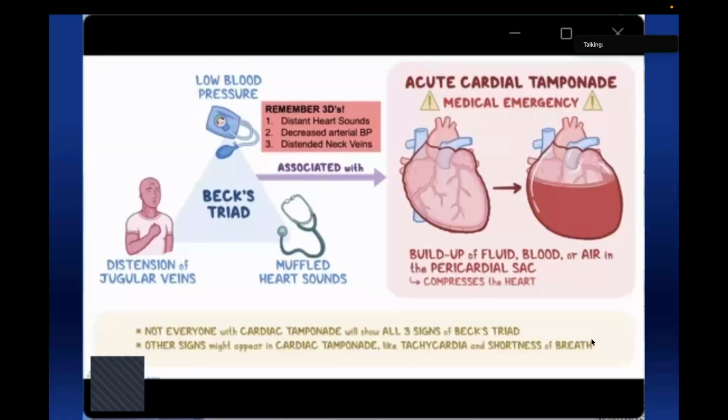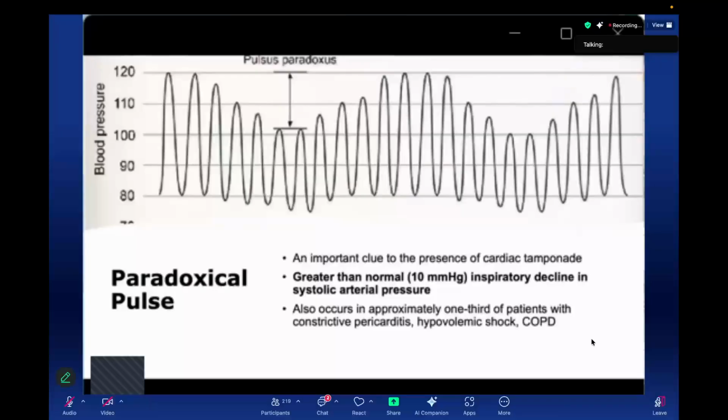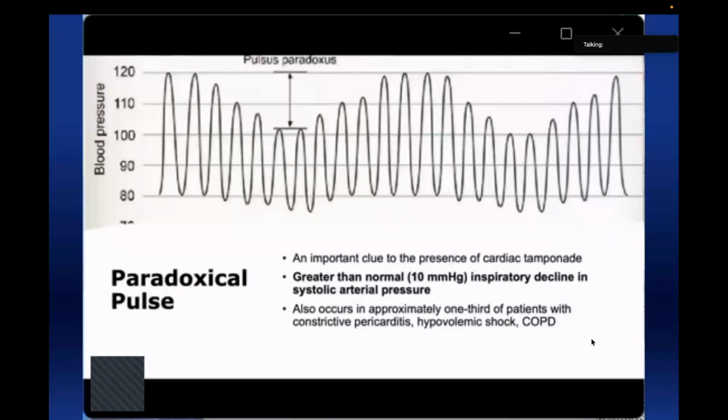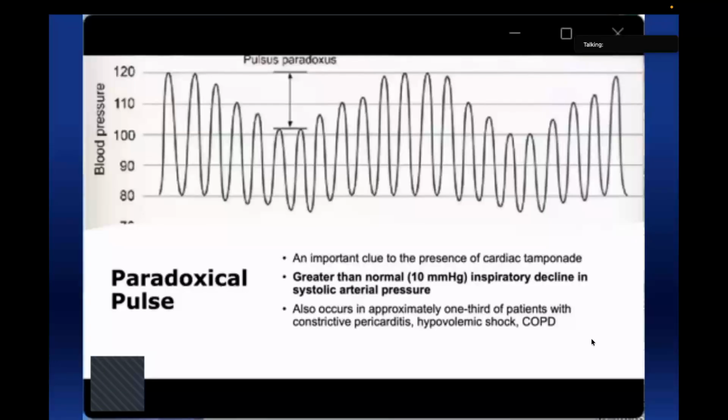Other signs that might appear in your cardiac tamponade, early signs are your tachycardia and shortness of breath. Okay, there's also paradoxical pulse, an important clue to the presence of your cardiac tamponade. There's a greater than normal inspiratory decline in your systolic arterial pressure. This also occurs in approximately 1/3 of patients with constrictive pericarditis, hypovolemic shock, or patients with COPD.